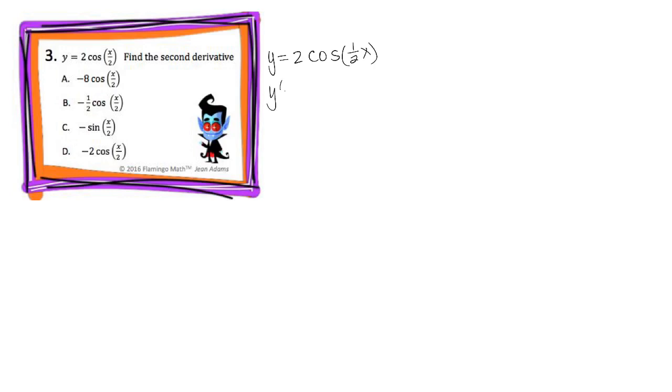So y prime equals, and that 2 is just going to be brought down as part of your coefficient, times the derivative of cosine of an angle. It's going to be negative sine of that angle times the derivative of the angle. And I would simplify this a little bit more before I do the second derivative just to make things easier. So we're really looking at the derivative of negative sine of 1/2 x.